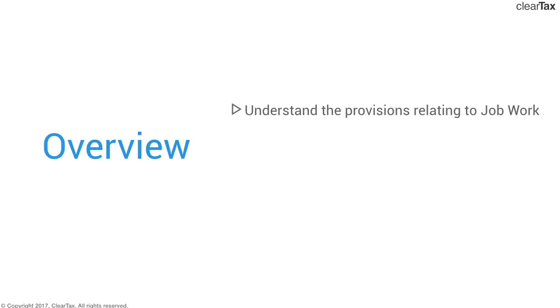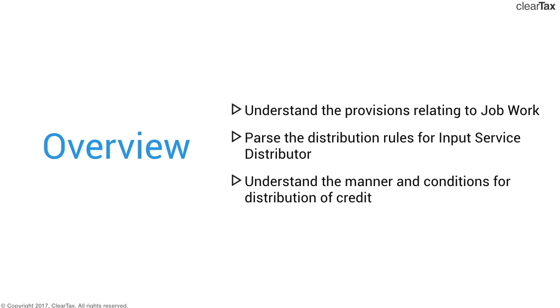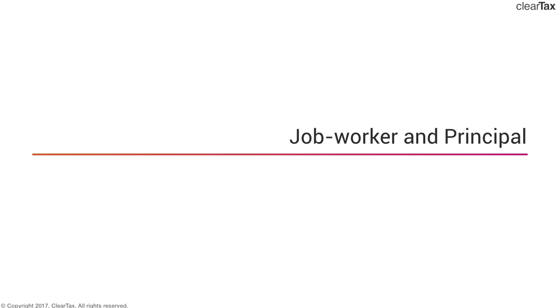Here we are in the last section of our module on input tax credit. We'll check out the specific provisions relating to job worker, principal and job worker. We'll also look into input service distributor. We'll pass through the distribution rules and understand the manner and conditions for distribution of credit. Let's start off with job worker and principal.